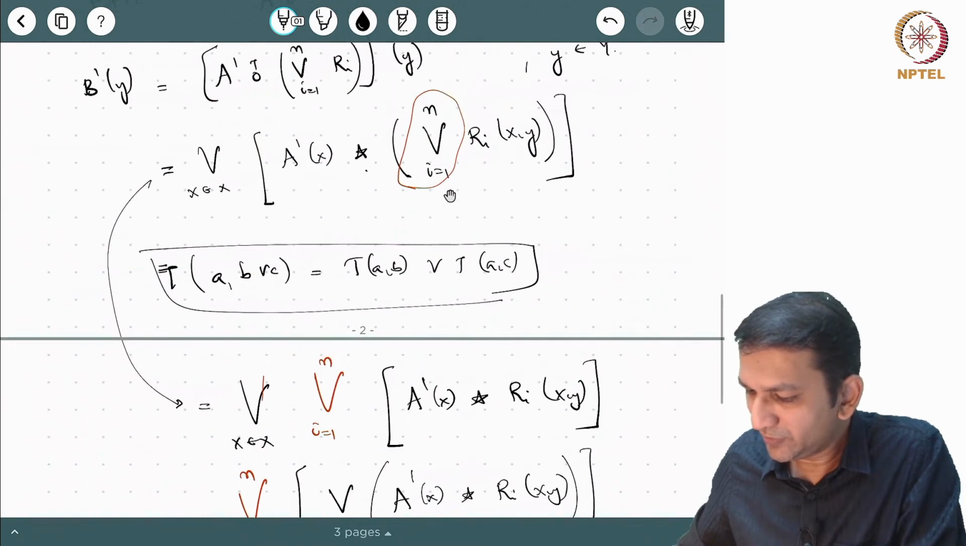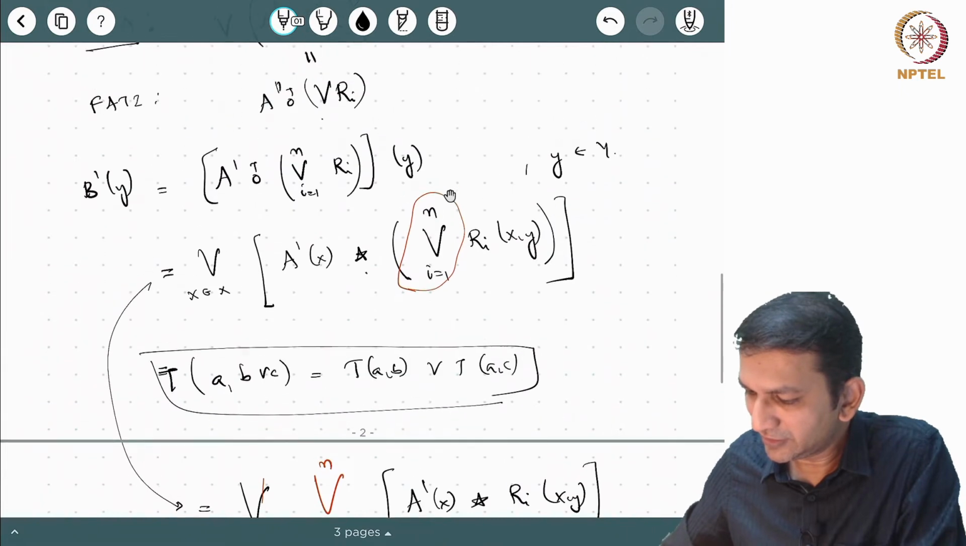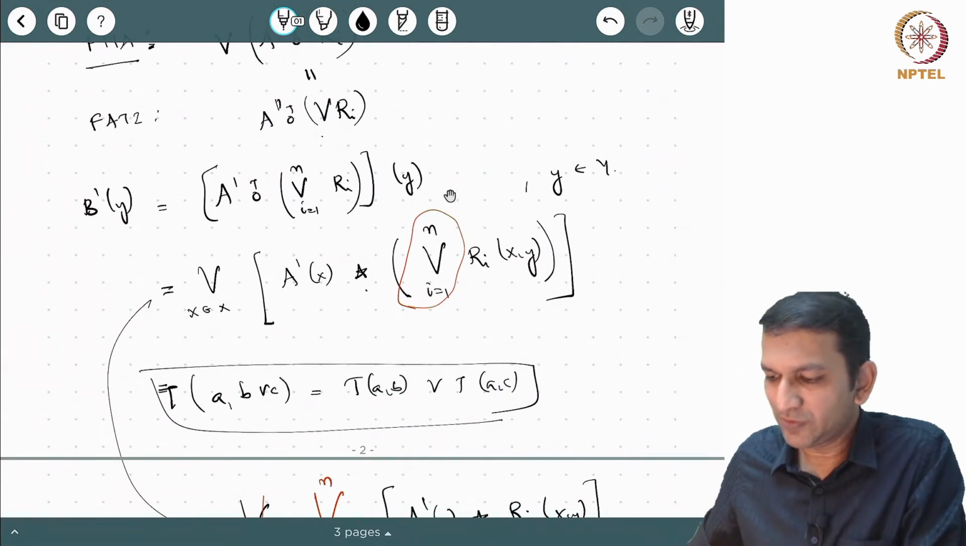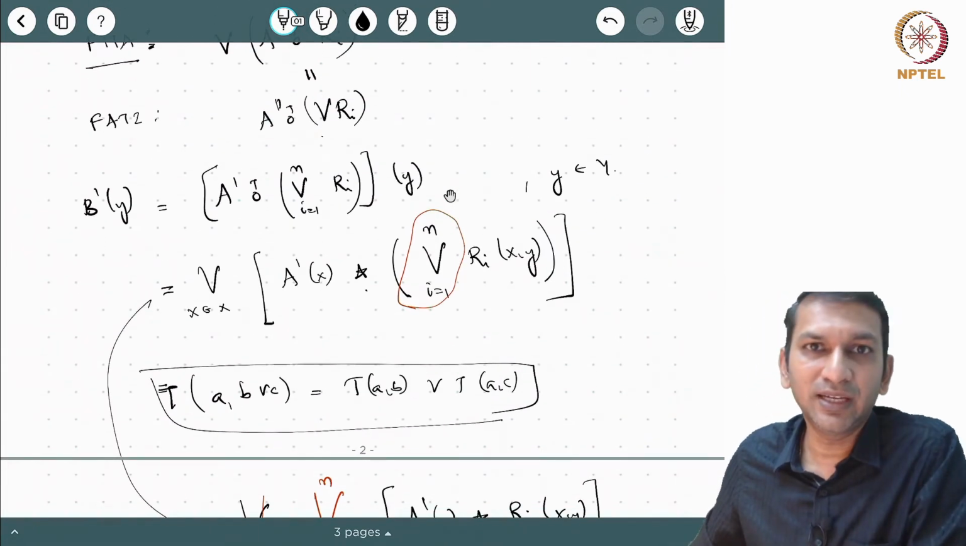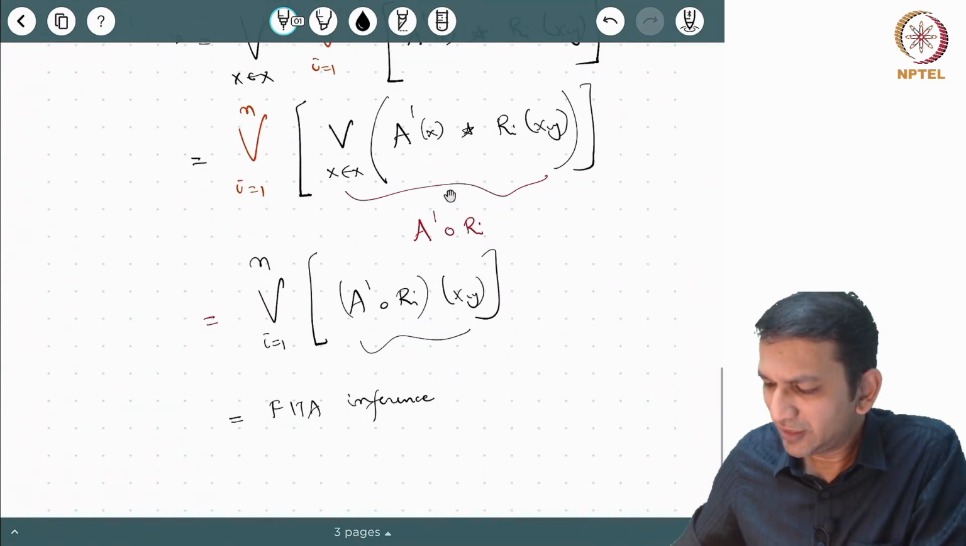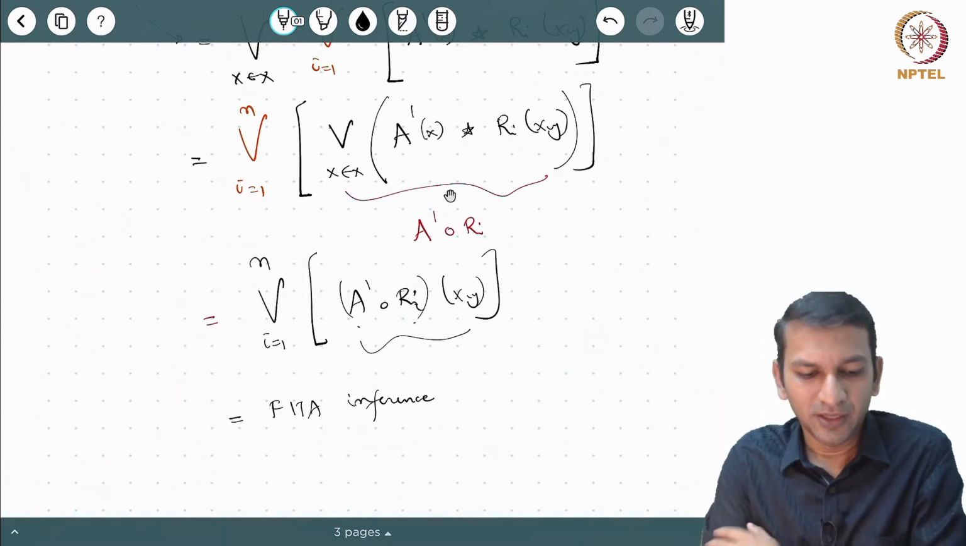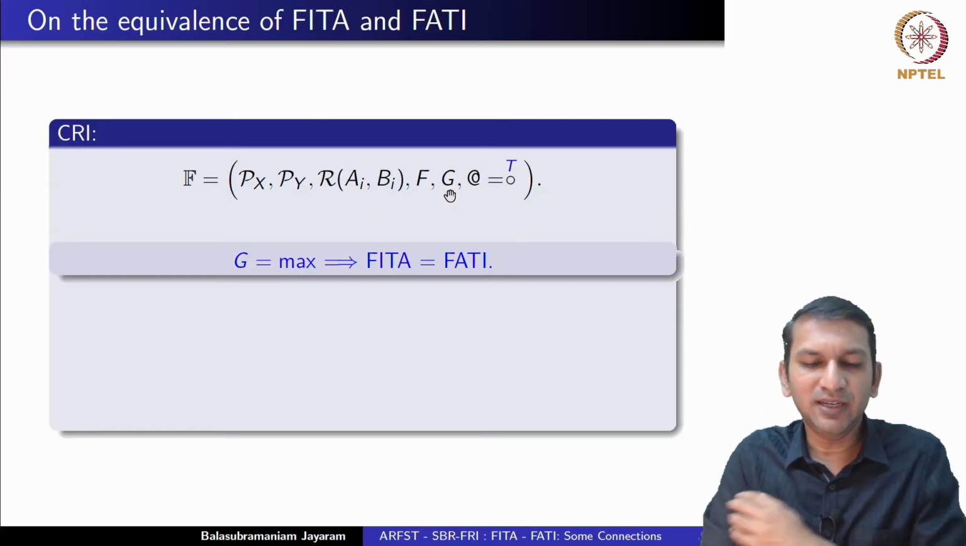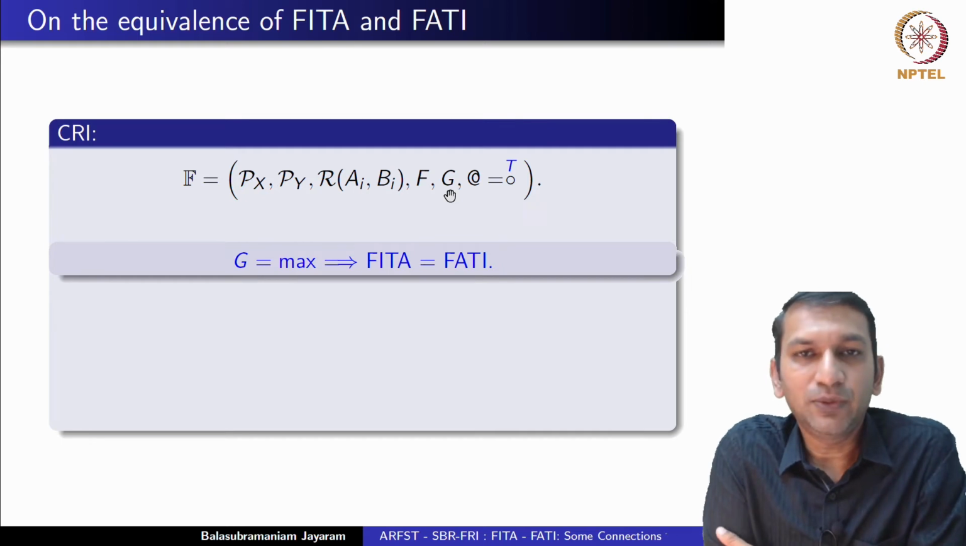What did we start with? We started with FATI inference. This is FATI for us. First we aggregated the rules and then took the A dash and composed it. Now what we have seen is it is the same as composing first and then aggregating the outputs. So clearly in this case we see that FITA is equal to FATI when G is equal to max and we use the sup-T composition.